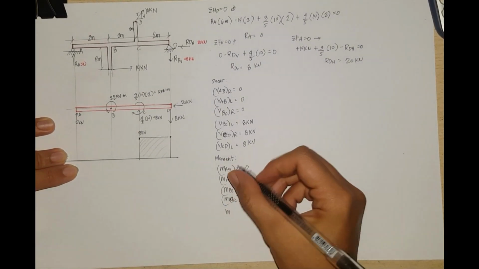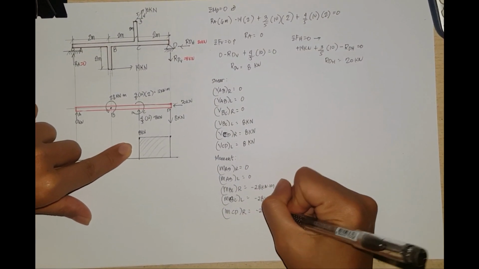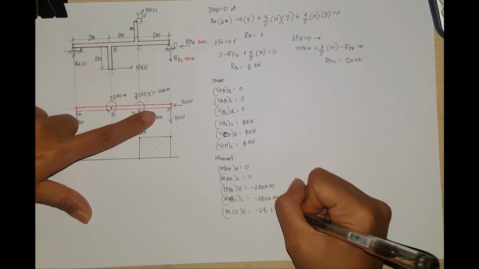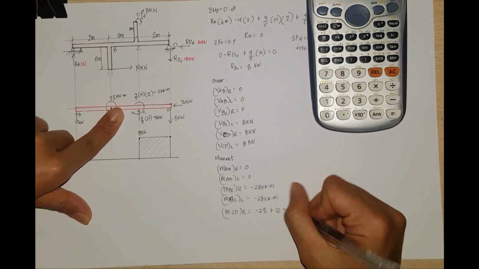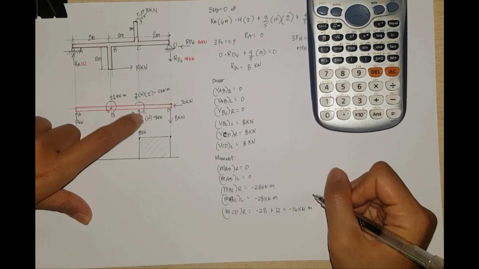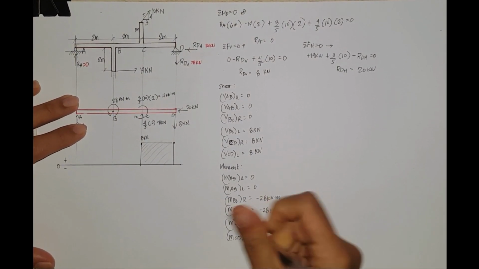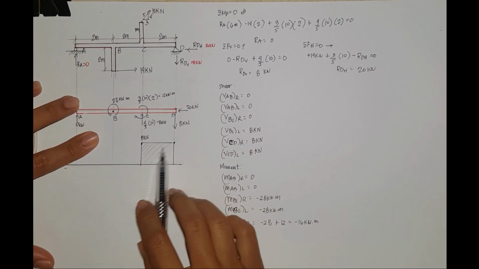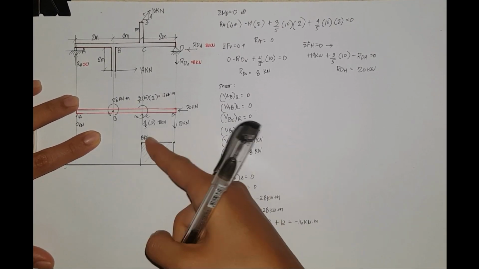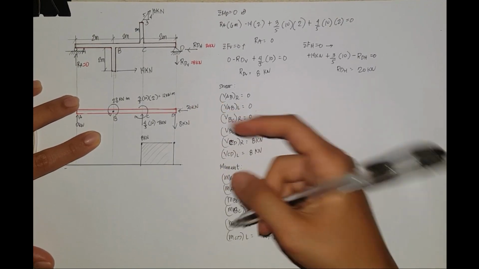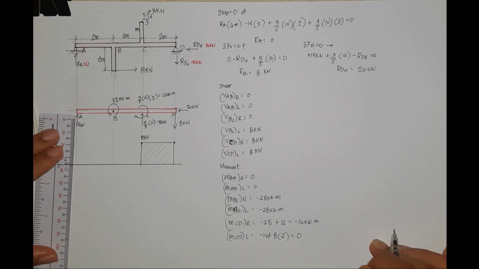And then MCD right. Do we have a moment at this portion? We have positive 12 kilonewton meter. So we have negative 16 kilonewton meter at MCD right. And then at MCD left, we have an area in the shear diagram. So it is equal to negative 16 kilonewton meter plus 8 multiplied by 2 meters, so it is equal to 0. So our moment diagram closes.